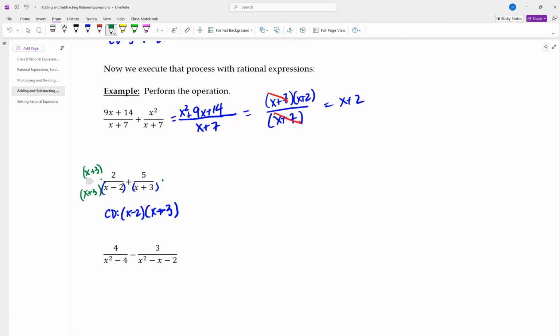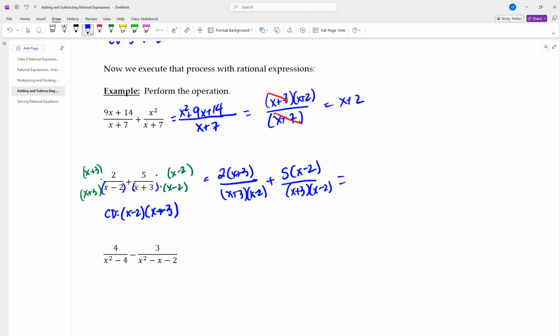And the second expression by x minus 2 to numerator and denominator. Okay, and when I do that, I get 2 parentheses x plus 3 over x plus 3, x minus 2, plus 5 times x minus 2 over x plus 3, x minus 2.